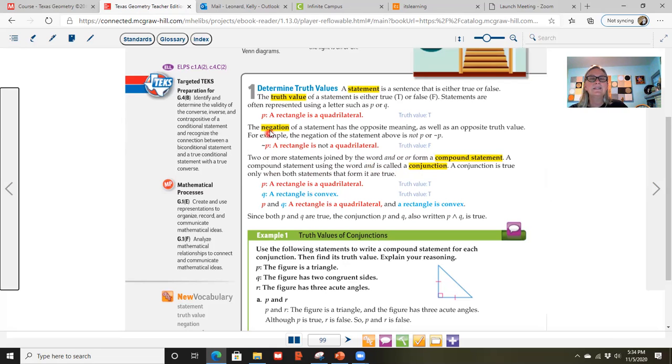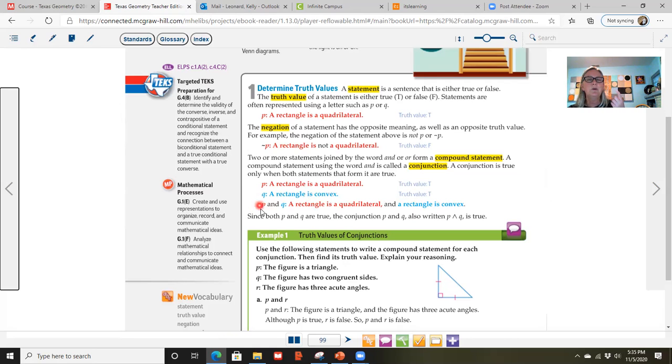And so if P is still a rectangle is a quadrilateral, and now they made up some other one, Q, a rectangle is convex. Do you remember that we talked about convex and concave in chapter 1? Convex are like what you normally think of as quadrilaterals. Rectangles are not concave. They don't cave in on themselves. So rectangles are convex. A lot of the examples they're using are a means to help you review things that we've learned so far this year, or maybe algebra. A rectangle is convex. Truth value is true because it is not concave.